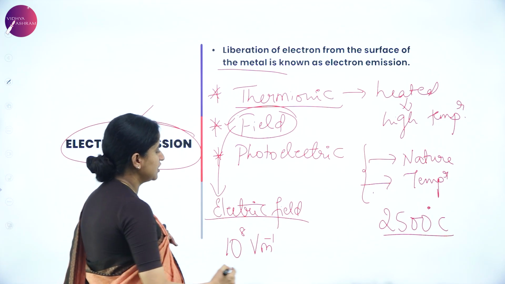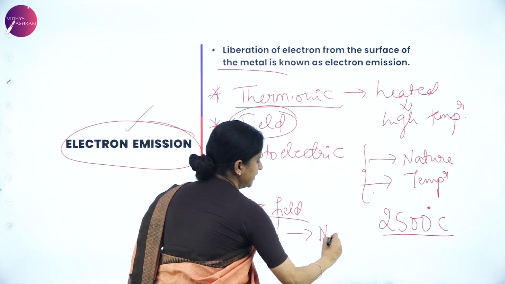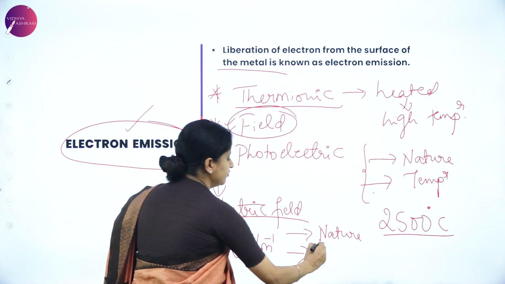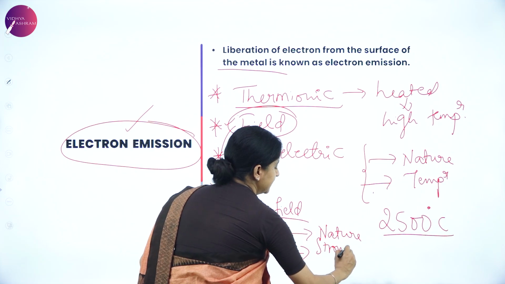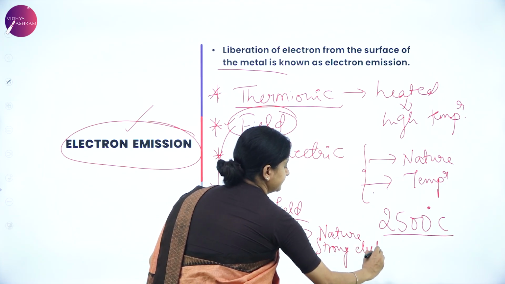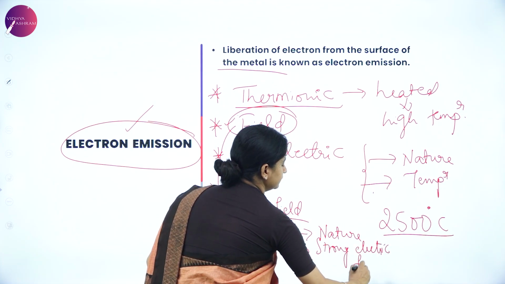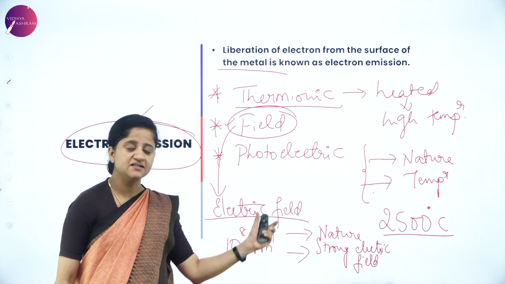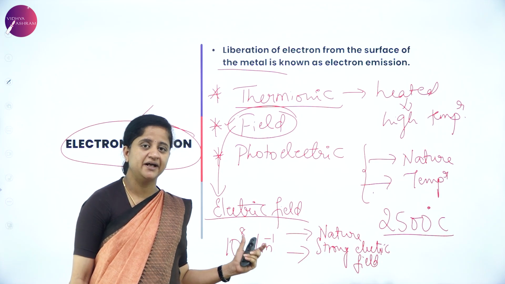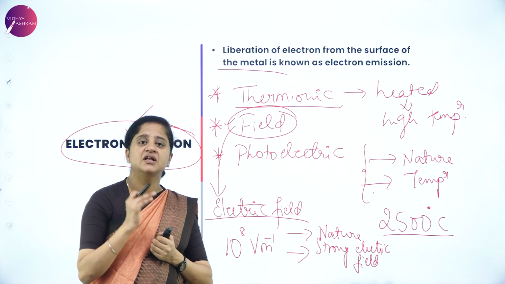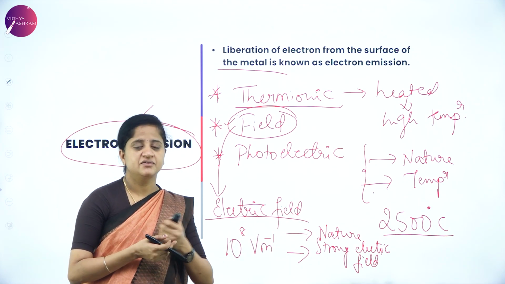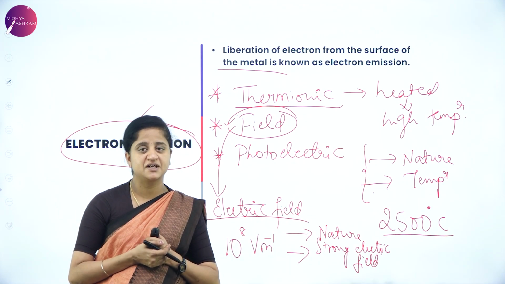It again depends on the nature of the material and also on the intensity of the strong electric field. So based on the nature and the intensity of the electric field we supply, the number of electrons will liberate accordingly. So these are the two factors on which the number of electrons liberated depends.